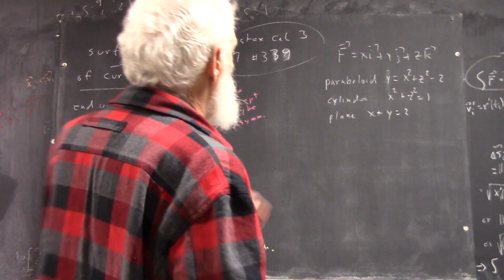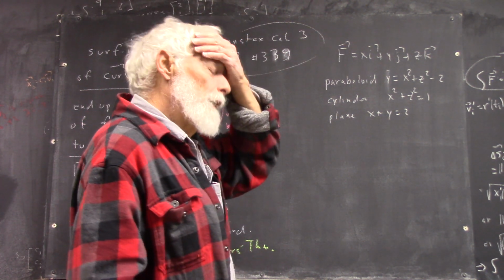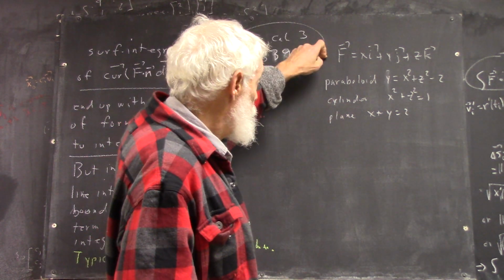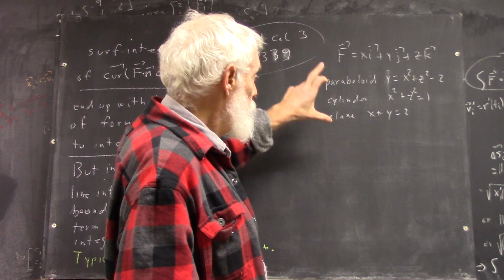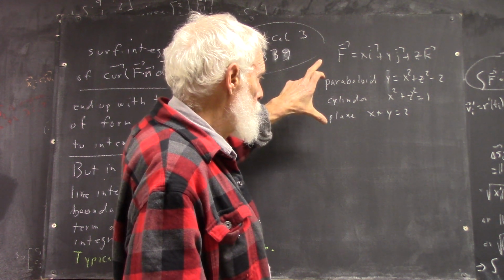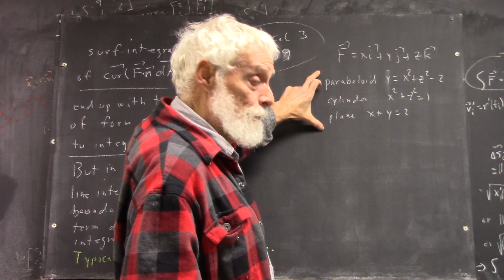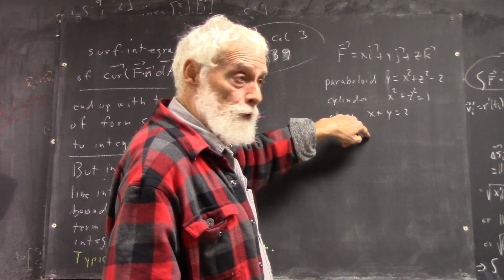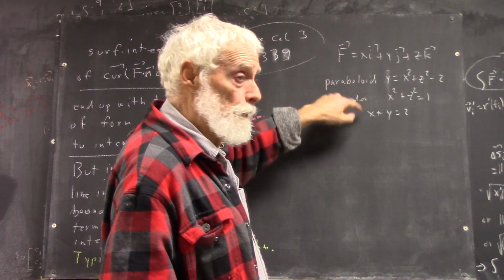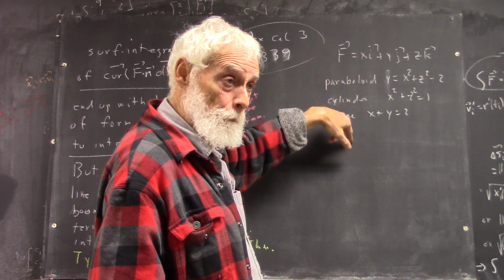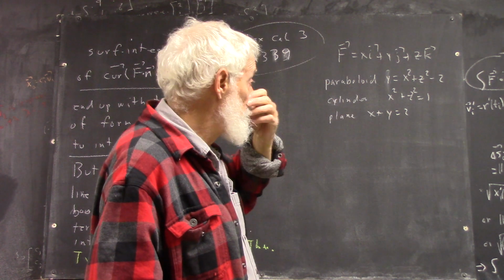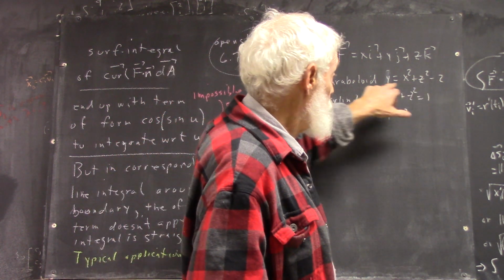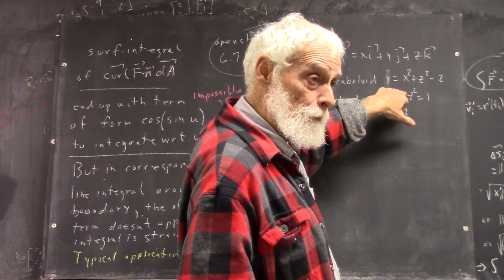Okay, so we want to use the divergence theorem to integrate the surface area of this thing over the region bounded by this paraboloid, this cylinder, and this plane, right? So first, we kind of want to get a feel for what these surfaces are. Well, the paraboloid, for given y, you have x squared plus z squared equals y plus 2, right?